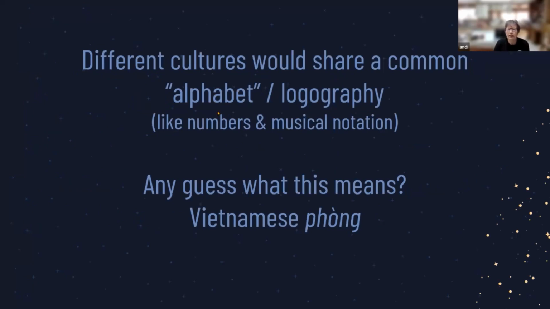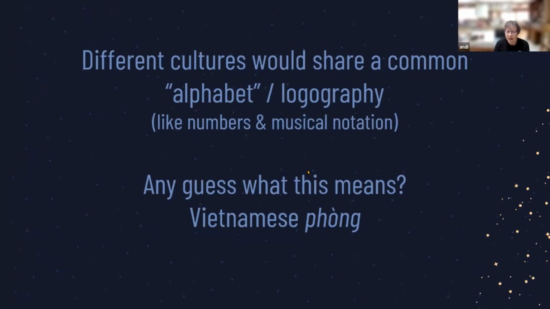So the idea is that different cultures would share a common alphabet, or actually a logography that we find even in numbers and in musical notation. But you could say, yes, well, the Roman alphabet is used in probably hundreds of languages, but how far does that get us? Can you hazard a guess here on what this word means by the letters?